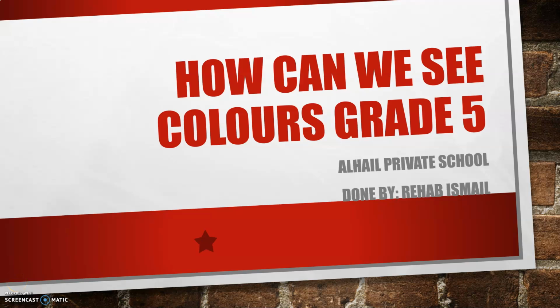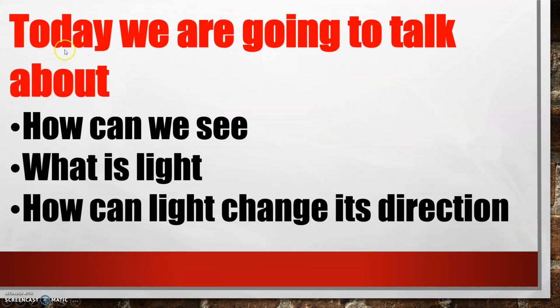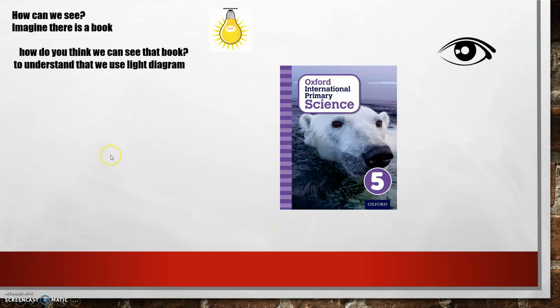My dear students, grade 5, today's lesson is about how can we see colors. Okay, first of all, let's take a look at today's objectives, the things we're supposed to learn. Today we're going to talk about how can we see things, what is light, and how can light change its direction. Okay, imagine now, look at the picture and how you can see.